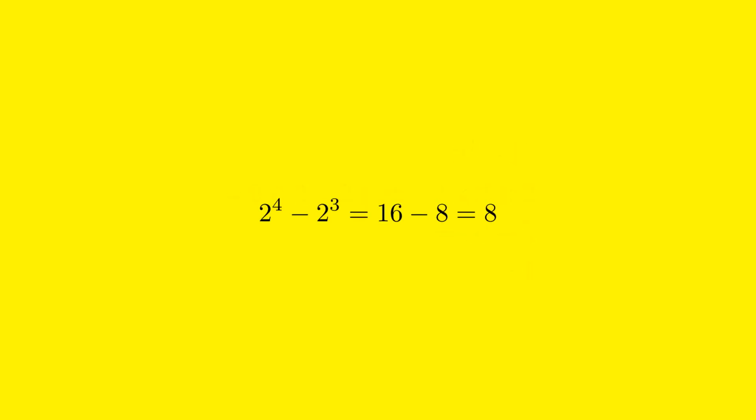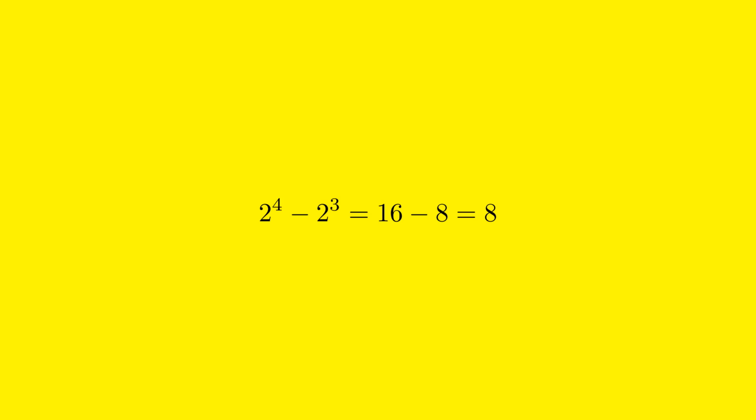Now we proceed to step 2 of solving the problem of simplifying the integer exponent expression 2 to the power of 4 minus 2 to the power of 3. In this step, we will perform the subtraction of the simplified values we obtained in the first step. Remember, we simplified 2 to the power of 4 to 16. We also simplified 2 to the power of 3 to 8. Therefore, our new expression is 16 minus 8.